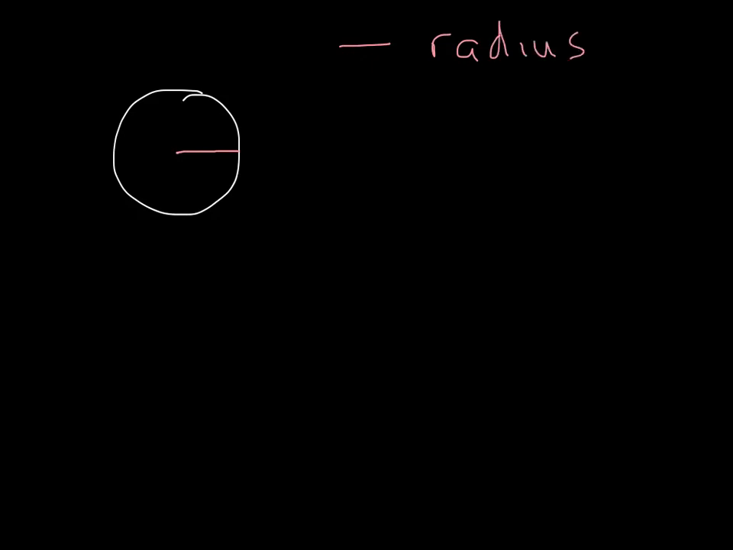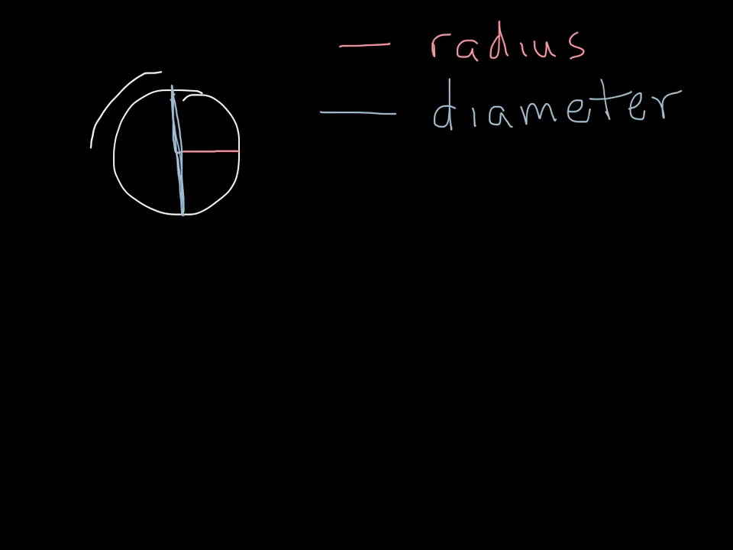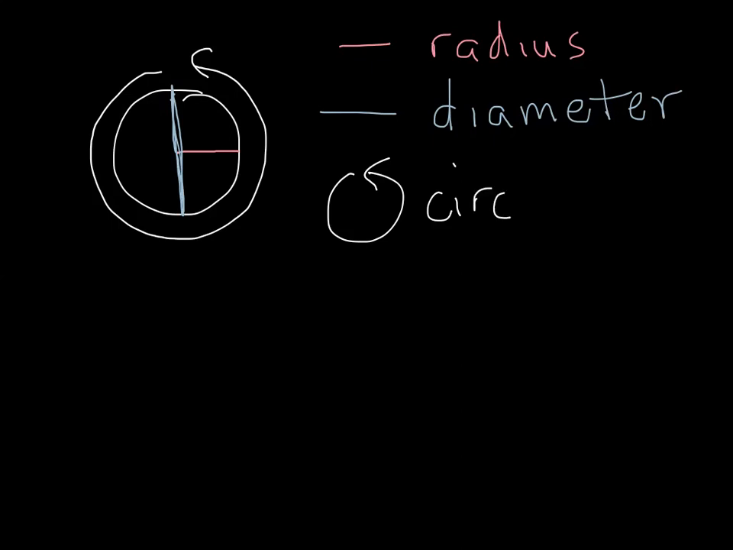Now, if you were to go twice as far, if you were to go to the middle and then keep going all the way down in a straight line, that's going to be the diameter. And lastly, if you were to go all the way around on the outside edge, that's the circumference. And there's a relationship between the diameter and the radius. And there's a relationship between any of these and the circumference, and we're going to talk about those relationships right now.